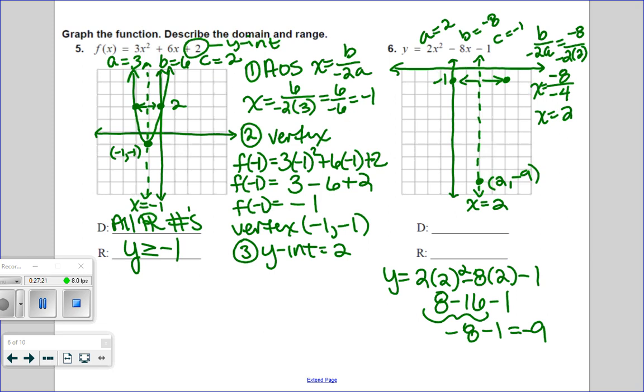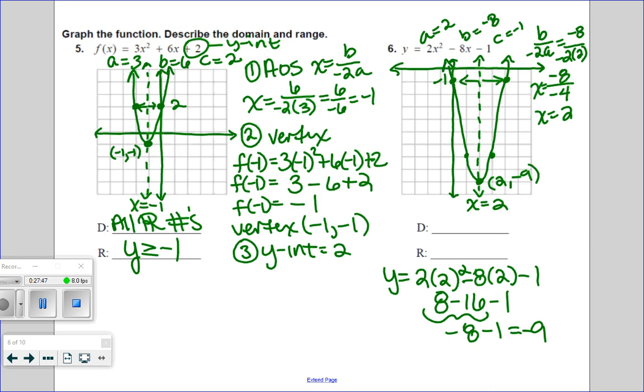If it helps, you can also plug in 1 and see where this is at 1. If you want to do that, you can do that as well. But right here, this gives us a good amount of points to kind of figure this out. Now, if I plug in a 1, that's going to be 2 minus 8. That's going to be a negative 7. So that would be right about right here. That always helps a little bit.